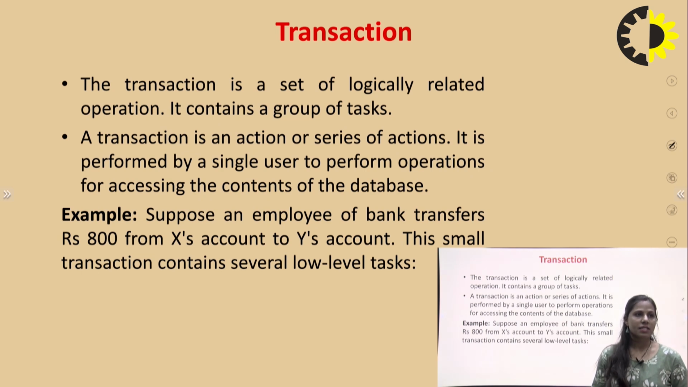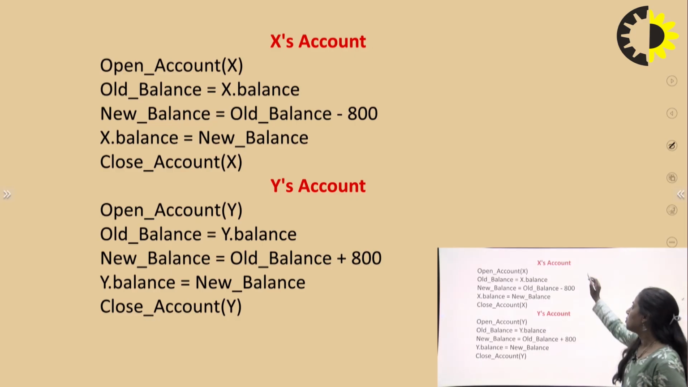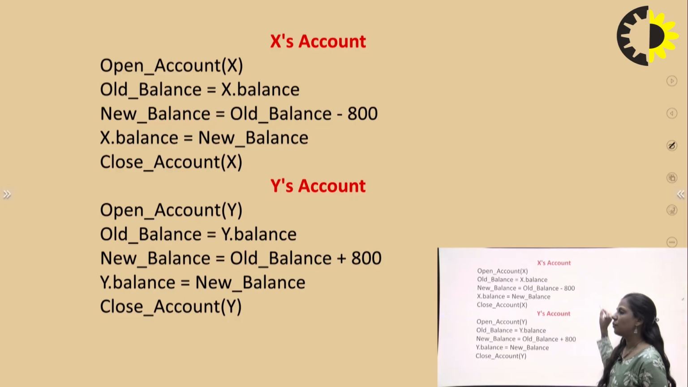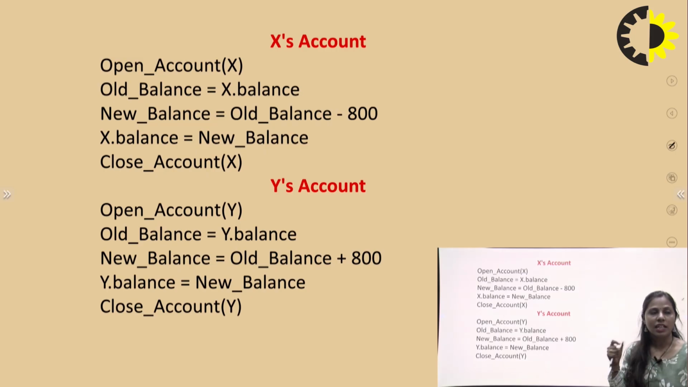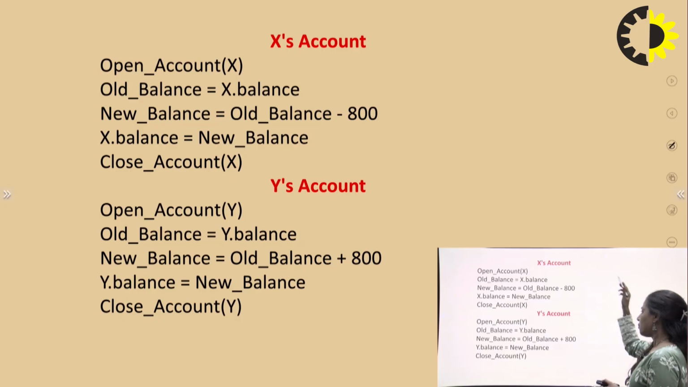So let's discuss how the transaction works and what the processes or operations in this are. For example, if we are transferring a particular amount, here we have taken an amount of 800 that is going to be transferred from account X to account Y. So what are the several operations or small tasks involved in this? That is called the full transaction series.